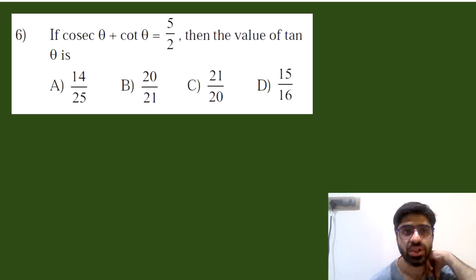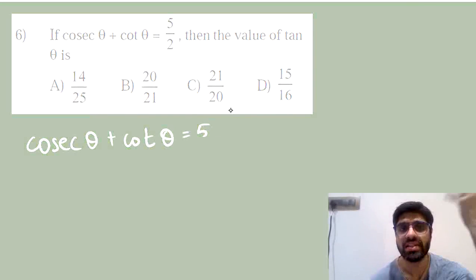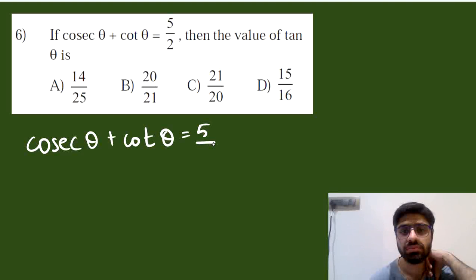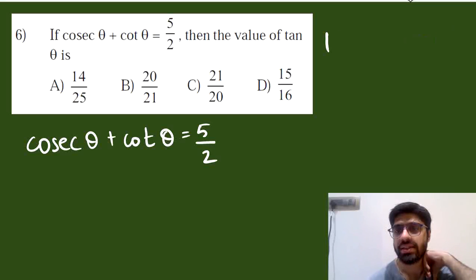Let's take the next question. Cosec theta plus cot theta is 5 by 2, then tan theta will be what? Now, cosec theta plus cot theta is 5 by 2. If you realize the identity in this question, we had 1 plus cot square theta equal to cosec square theta. You can take that cot square theta on the right and say that this is cosec square theta minus cot square theta.